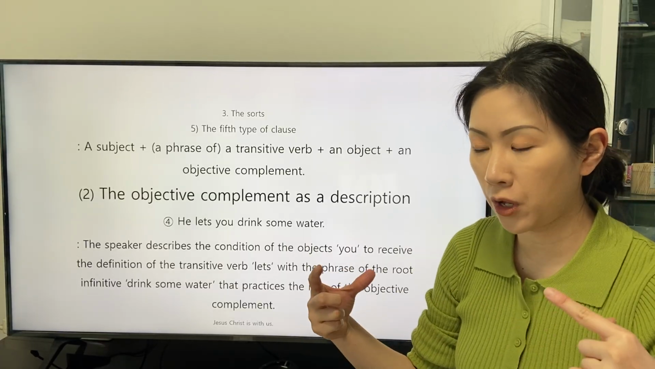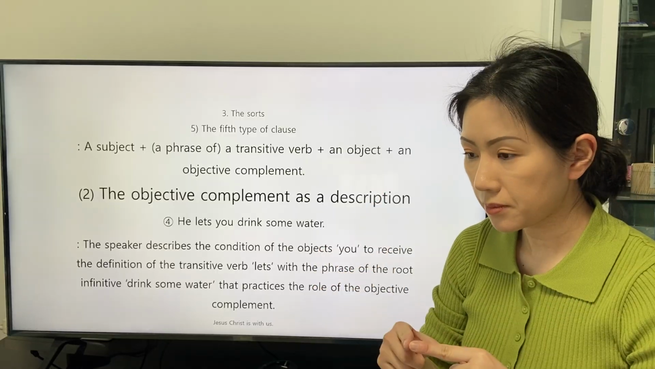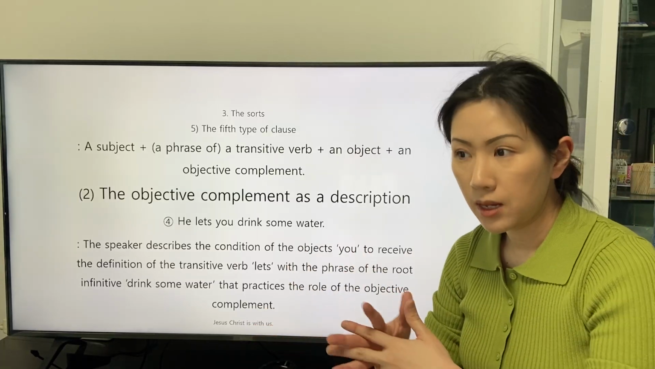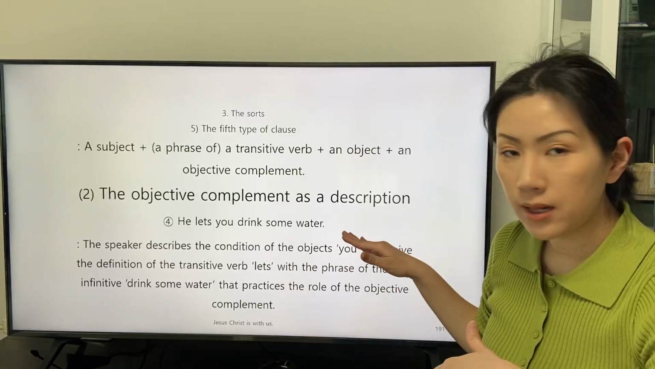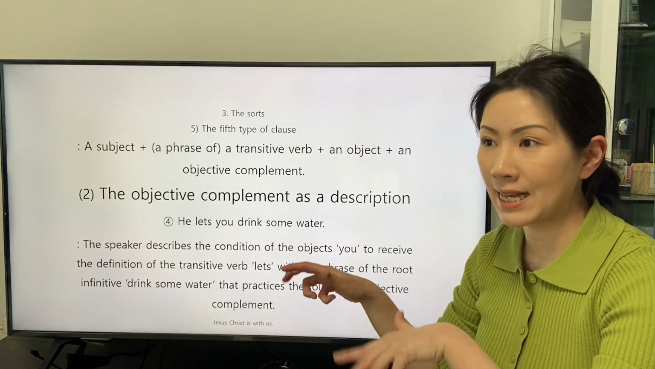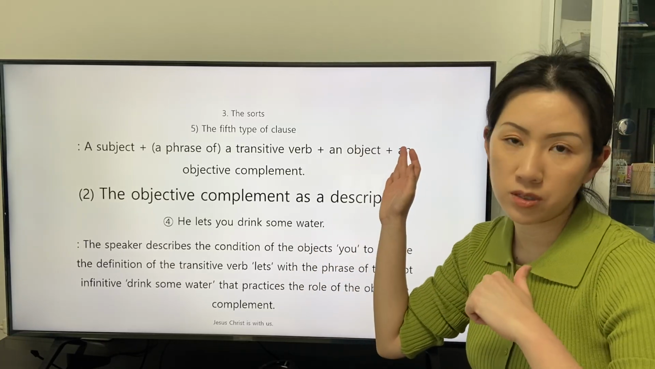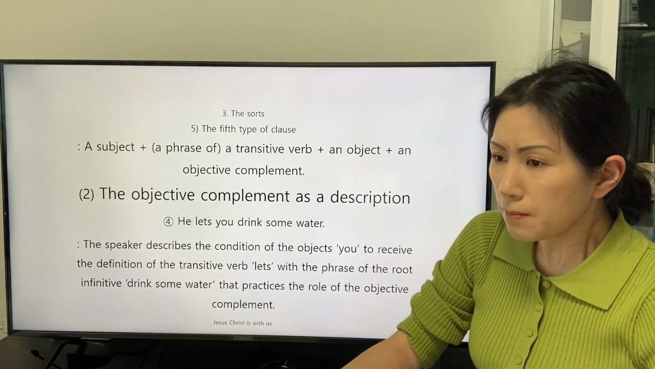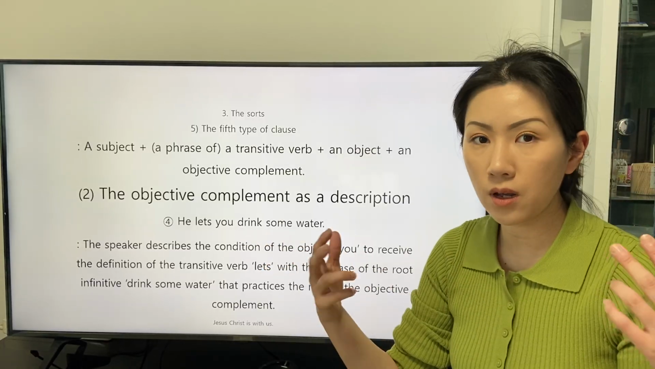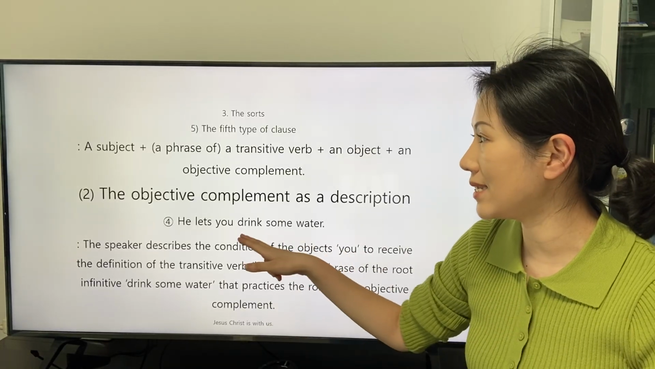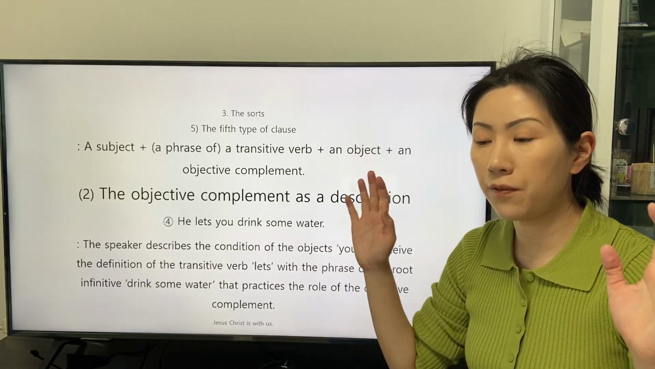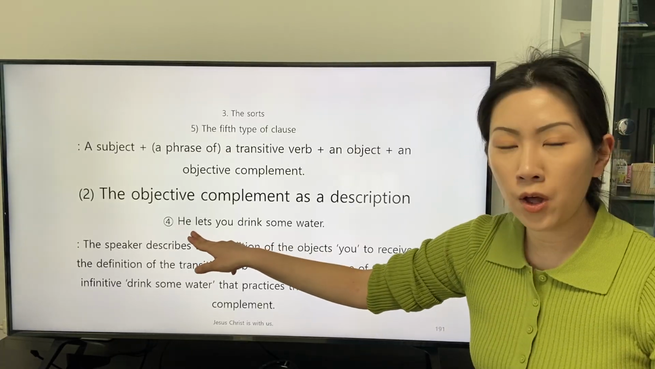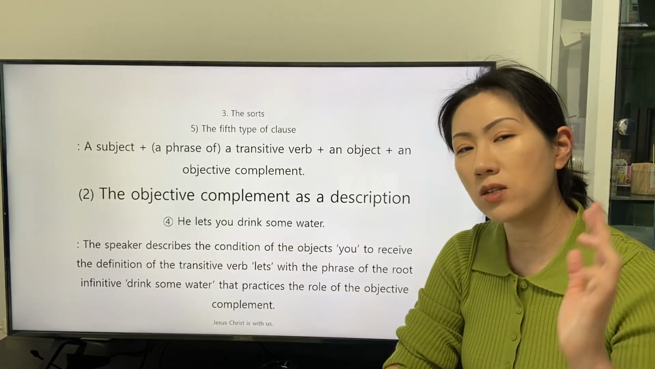The effect of the same form between a transitive verb and a root infinitive is revealed well when the root infinitive is applied as the objective complement in the fifth type of clauses. The root infinitive is applied as the objective complement when the verb of the clause is classified as a causative verb. The transitive verb let is one of the causative verbs.